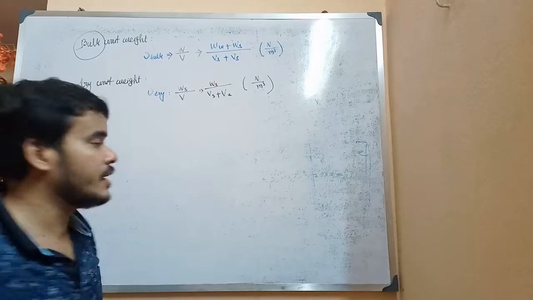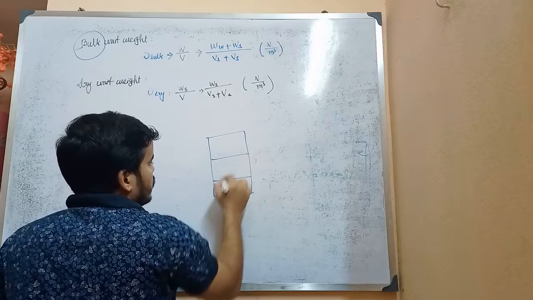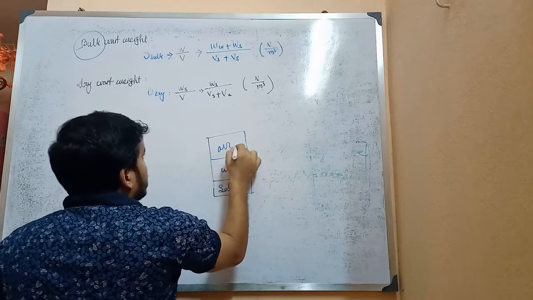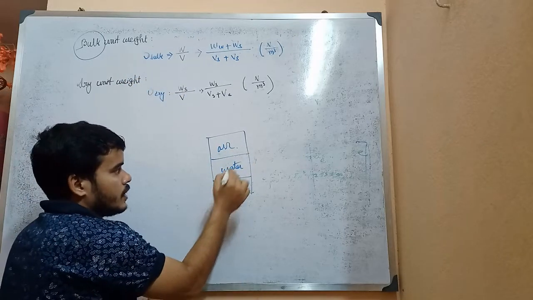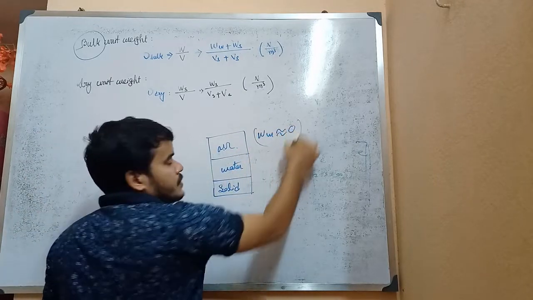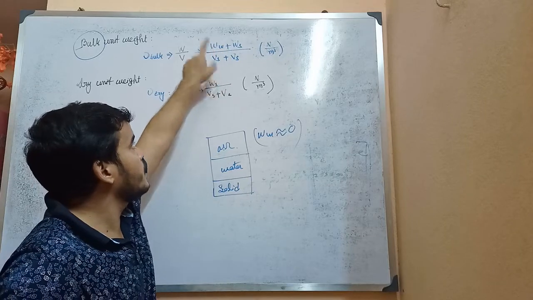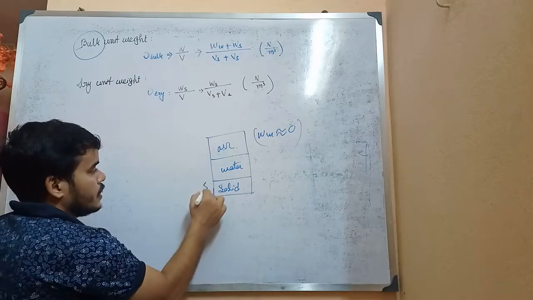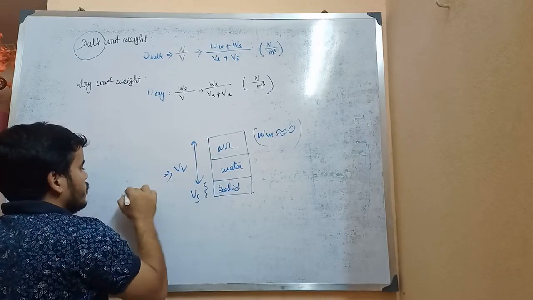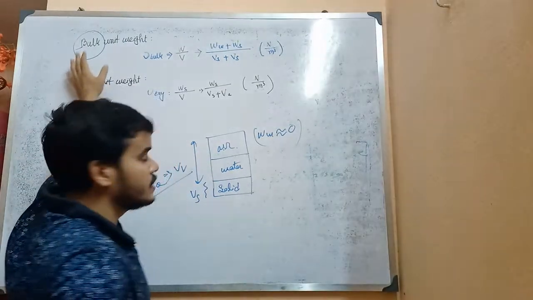Total weight means, if we consider soil as a three-phase system, solid, water and air. So what is the total weight? Weight of solid plus weight of water plus weight of air, but weight of air equals to 0, negligible. So we don't consider the weight of air. So weight of solid plus weight of water by total volume, volume of solid plus volume of void. Volume of void means volume of water plus volume of air. So this is the bulk unit weight.